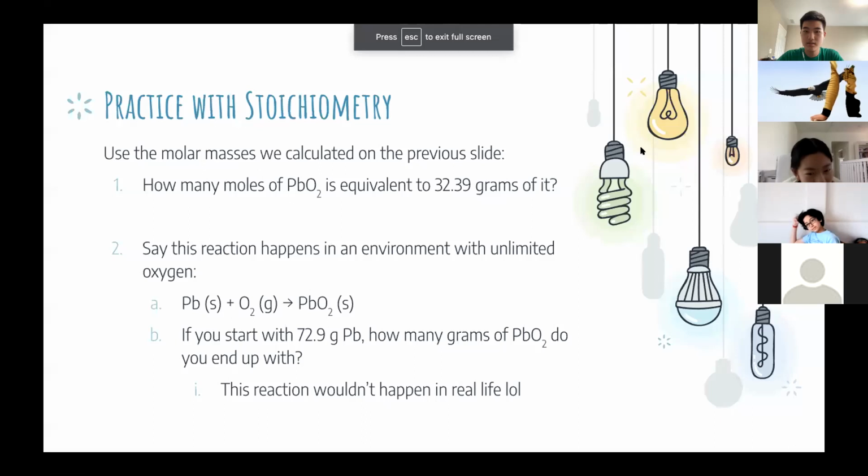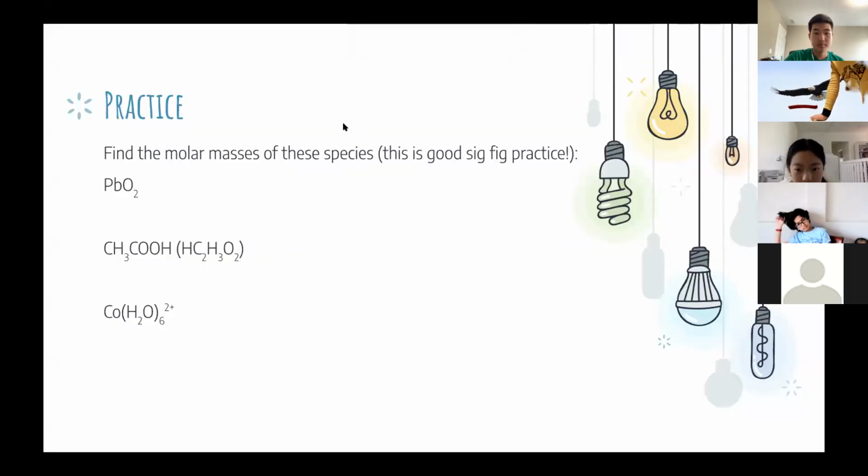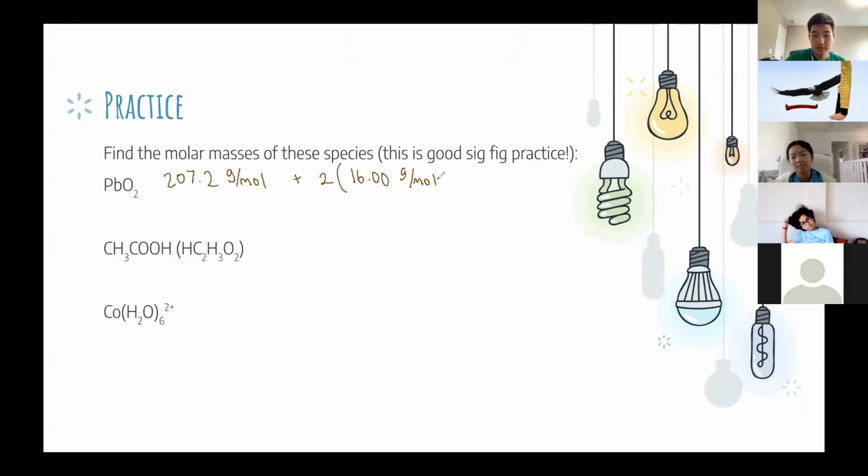And oxygen, I mean, that's pretty common, so I just haven't memorized it, so I'll show. We have PbO2 contributing 207.2 grams per mole. I hope I remembered that right. And then we have 2 oxygens, so I'm just going to write a 2 as a coefficient, contributing 16.00 grams per mole. It's actually 15.999 if you look at that periodic table, but for a lot of other ones, you're just going to have 16.00. So what you'll end up having is 207.2 plus 32.00.